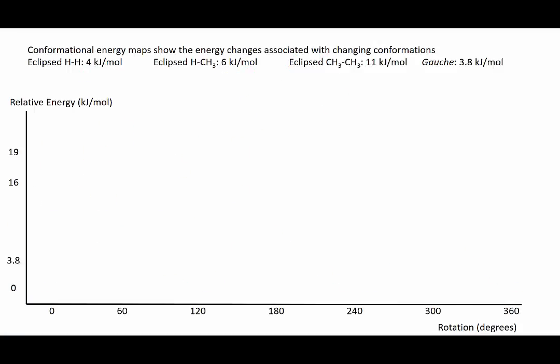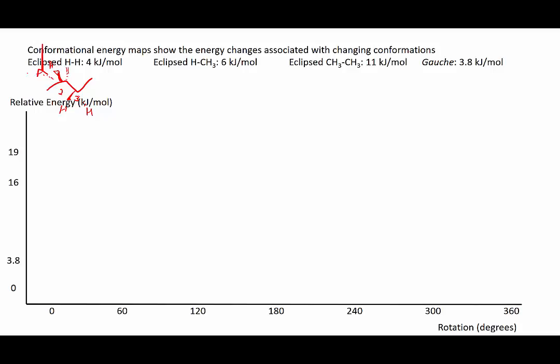So as I mentioned before, we're going to look at butane. So here's our butane. Typically with something like butane, instead of looking down the 1, 2 axis, we will look down the 2, 3 axis. So let's draw in our hydrogens, and our eyeball looking down that 2, 3 axis.